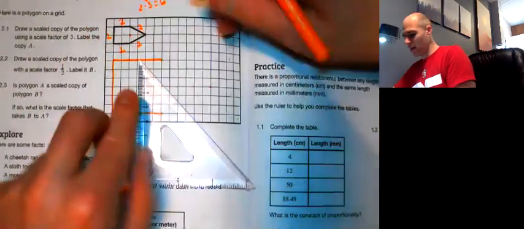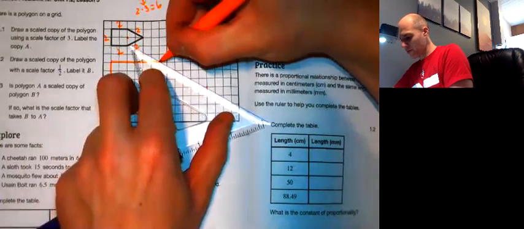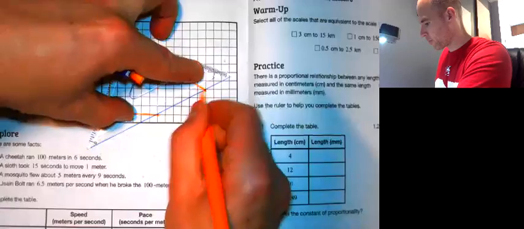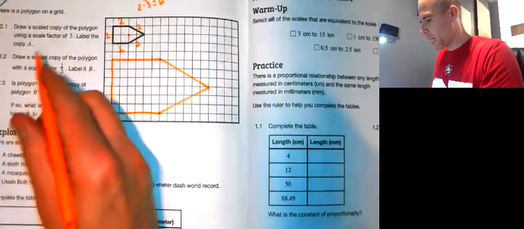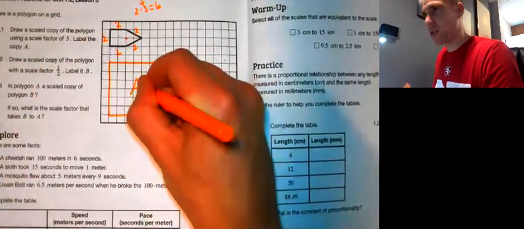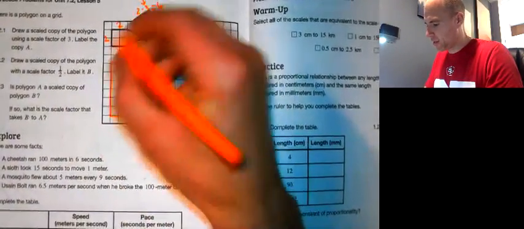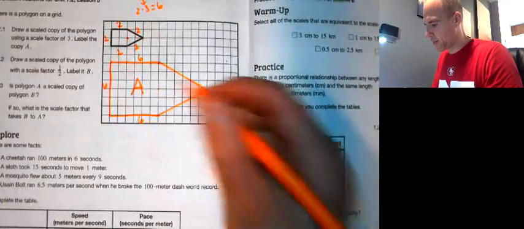Let me grab a straight edge for these lines. There we go. And it told me to label the copy A. So I'll call this shape A. And it has 6 here, 6 here, 6 here, etc.